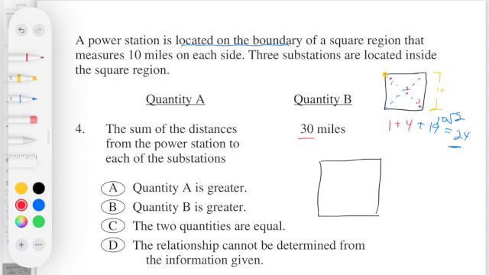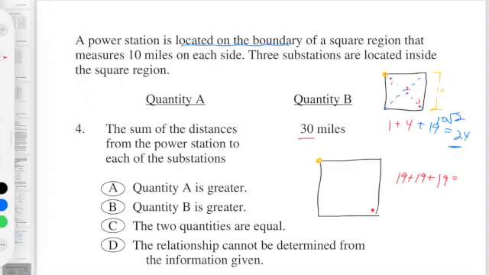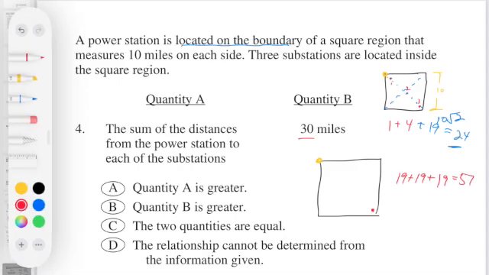So in this situation, I'm going to put the power station on a corner again, and I'm going to put all 3 of the power substations on the opposite corner. So in that case, if each of them are 19, 19 plus 19 plus 19 is clearly more than 30. That is, what's 19 times 3? Okay, come on, brain. 57, all right? Now, the reason that I wanted to do this is because if B is not always greater, it can't be the answer. A is clearly not always greater. We saw that as well. The two quantities are not equal, so we're left with D.